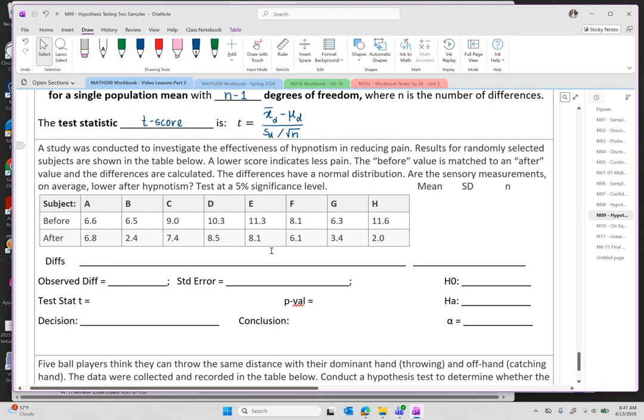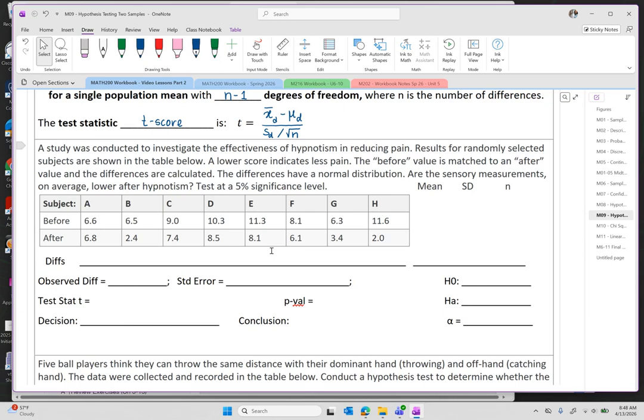An example here is a study that was conducted to investigate the effectiveness of hypnotism in reducing pain. Results for randomly selected subjects are shown in the table below. A lower score indicates less pain. The before value is matched to an after value, and the differences are calculated. The differences have a normal distribution. Are the sensory measurements on average lower after hypnotism? And we want to test that at the 5% significance level.